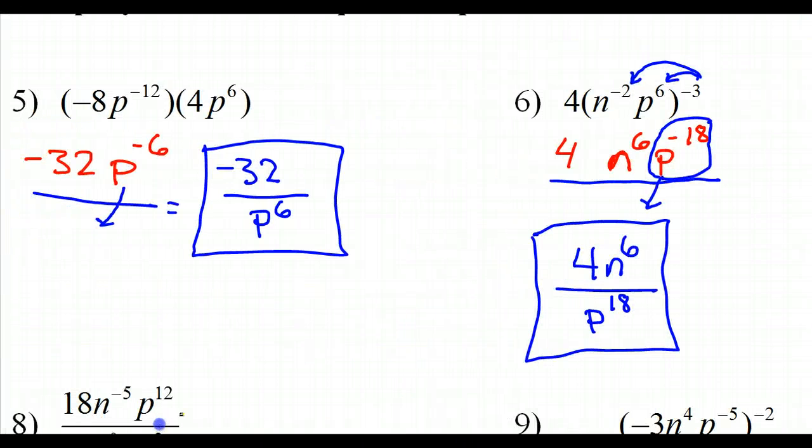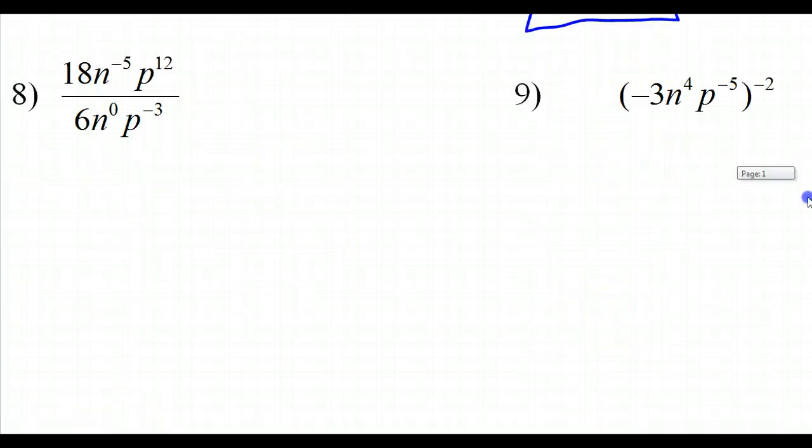All right, number 8. Okay, anything to the 0 power is 1. So which means this entire expression, this n to the 0 power, is worth 1. And 6 times 1 is still 6. So I really can just scribble this out. It will not change the other n at all.